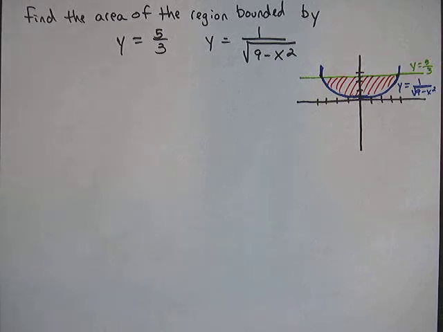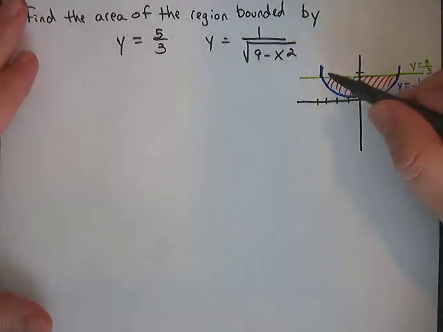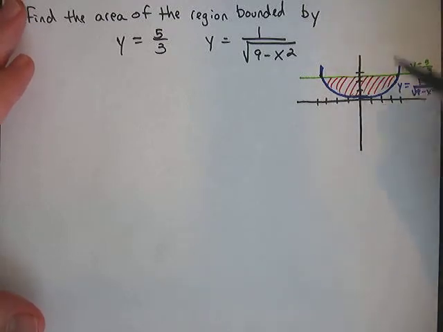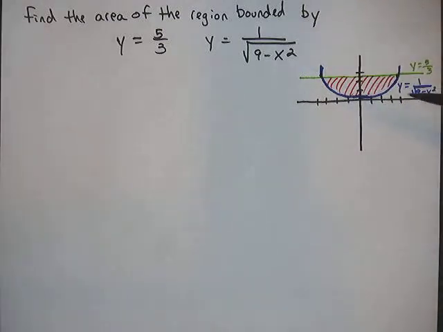Okay, in this problem we're asked to find the area of the region bounded by y equals 5 over 3 and y equals 1 over the square root of 9 minus x squared. I went ahead and drew the graph here. So this parabolic looking shape is the 1 over the square root of 9 minus x squared, and of course we have our line here. So we're looking at our region in between these two.